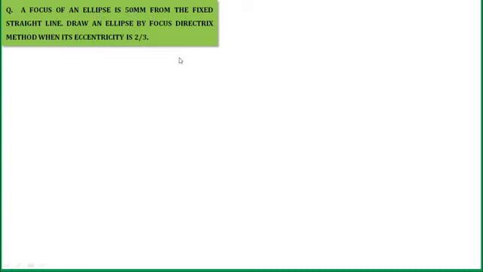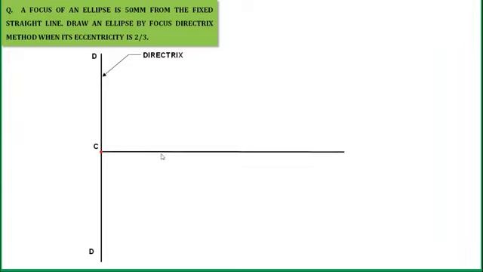Let's start with the drawing. We start with the vertical line, which is called the directrix. This is a vertical line, denoted by the letters DD. Now take any point C on this line DD, the directrix. Then draw a horizontal line perpendicular to the directrix to locate the position of the focus from this fixed straight line. The focus distance from the vertical line is given, so we can locate the focus at a 50 mm distance from point C on this horizontal line. So this is the focus, at a distance of 50 mm as given in the numerical.